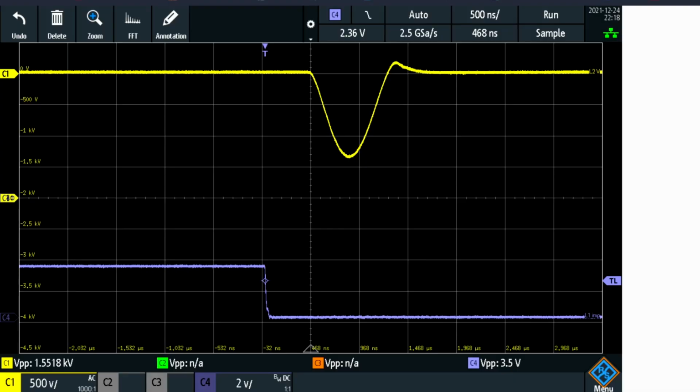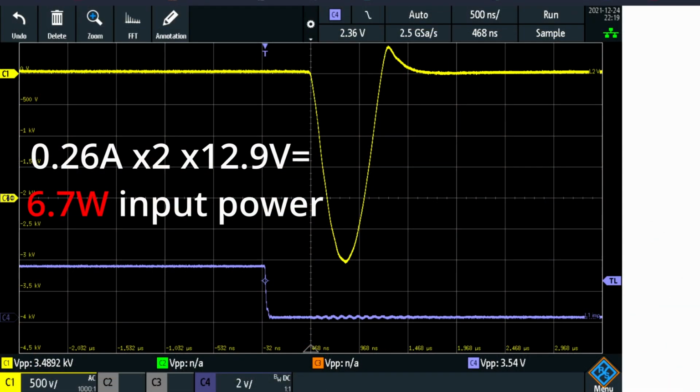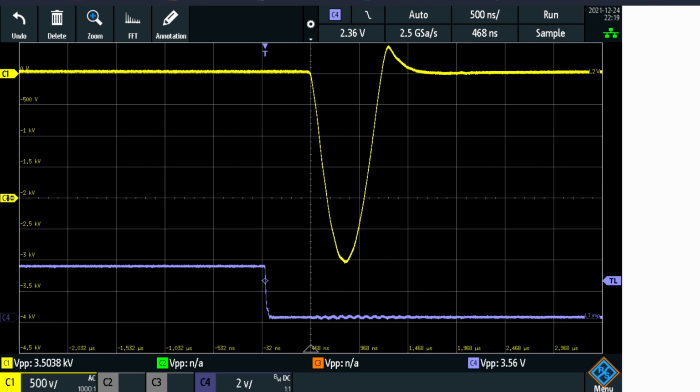And here's the impulse. So I can push it up to 3000 volts, really easy. I've got now 2 times 12.9 volts input from the power supply at 0.26 amps. So that's not a lot of power. It's not enough power to push the aluminum foil up. So I need to get more power into that impulse, and this can be done by adding the capacitance.